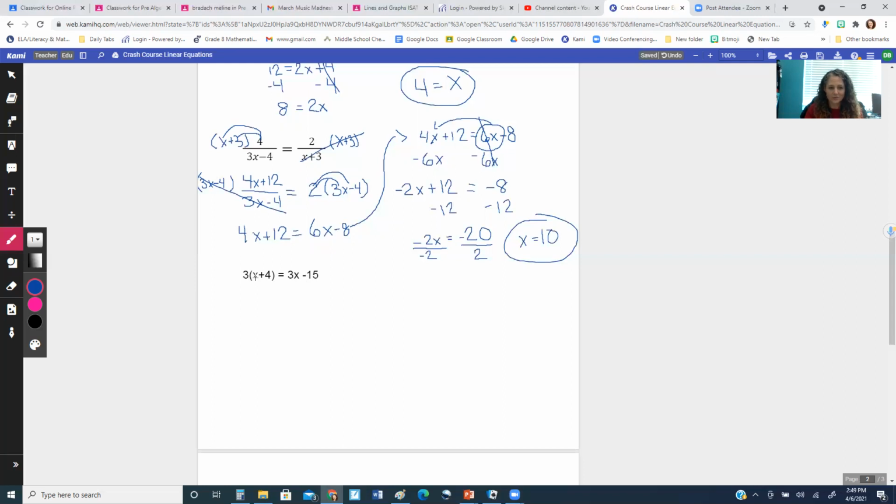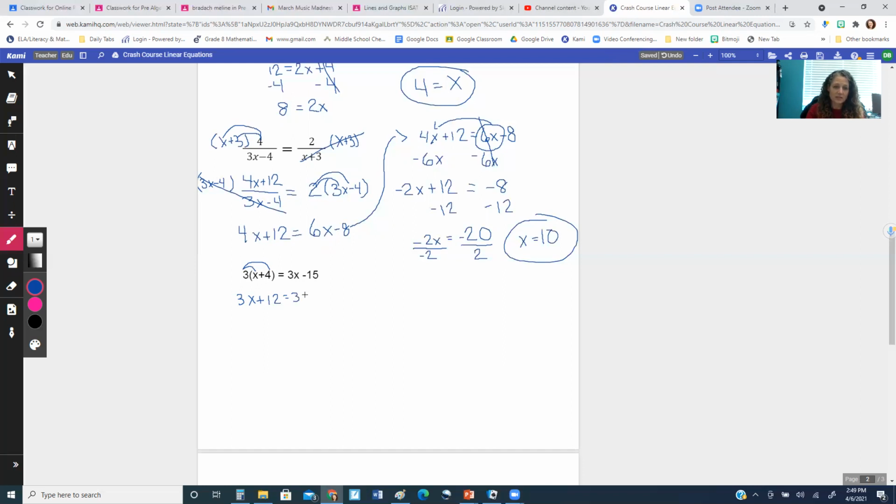So let's do this one. Same process that we've always done. We've got to distribute. So 3x. 3 times x is 3x. 3 times 4 is 12. Plus 12, because there's a plus sign and my 3 is positive.